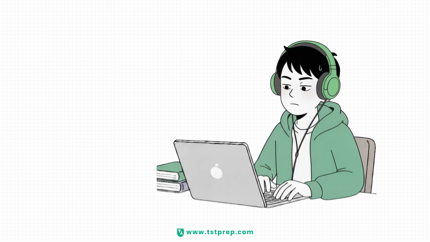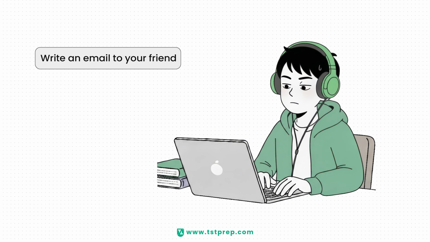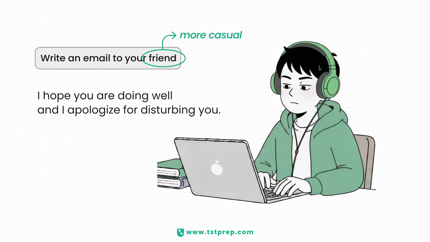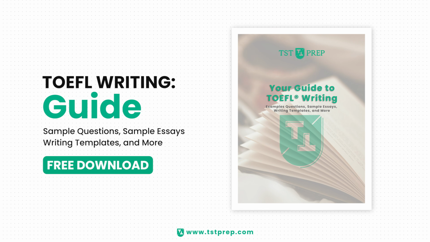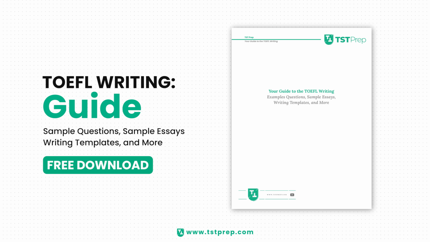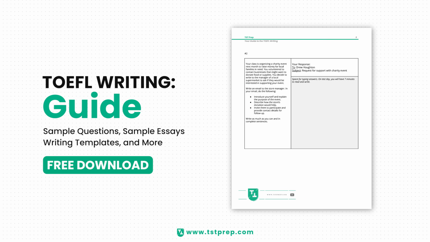For example, you might have to write an email to your friend. Now, when you write an email to your friend, that's more casual. So the first sentence of our template here is, I hope you're doing well and I apologize for disturbing you, is going to sound really weird writing to a friend. So be flexible with your writing, with your template. Again, you can also check out the writing guide. There's a link in the description below to that. There'll be some more examples for you to learn from there as well.